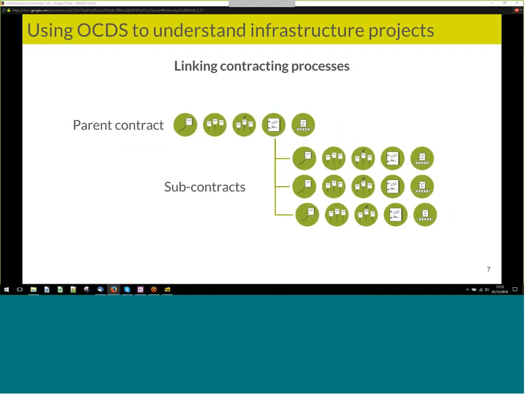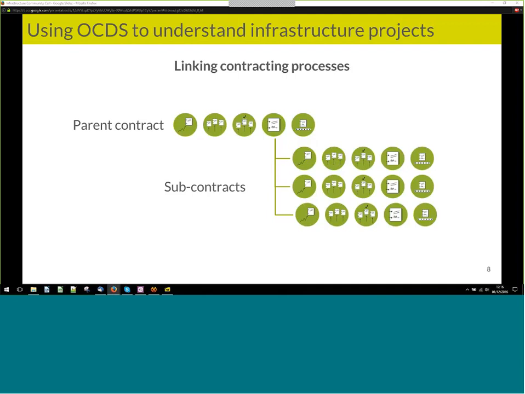The second way that we can link contracting processes in OCDS is something that we're looking at introducing through the version 1.1 upgrade, and that is to link related contracting processes. So rather than linking multiple processes to a single project, this is about linking related contracting processes to each other. And one of the proposals for the upgrade is to introduce a related process field to both the tender and contract sections of OCDS. So that could be used, for example, to link a parent contract to subcontracts and subcontracting processes.